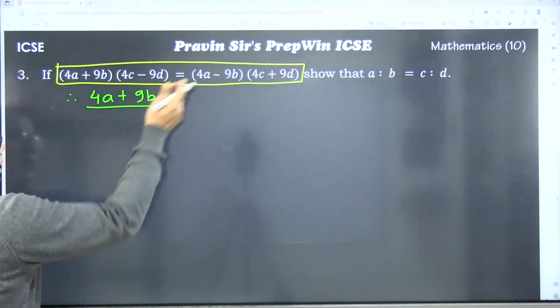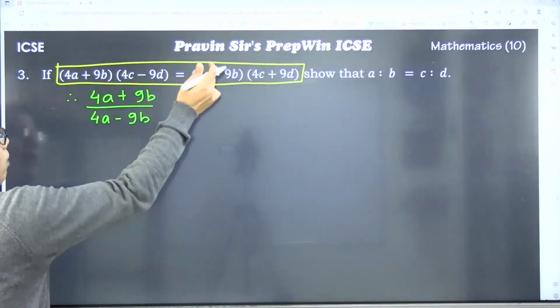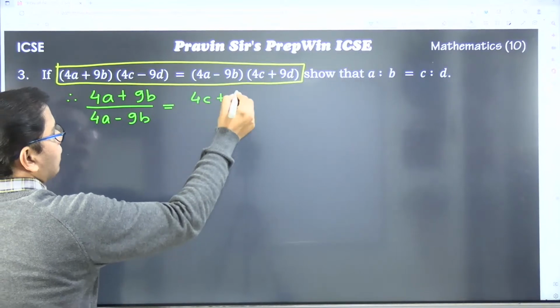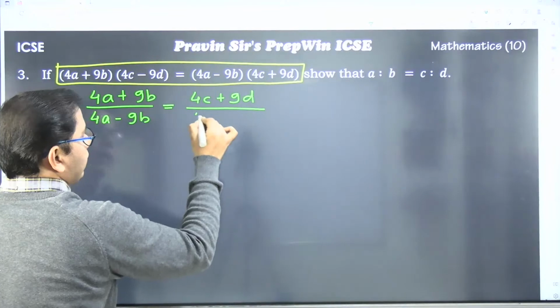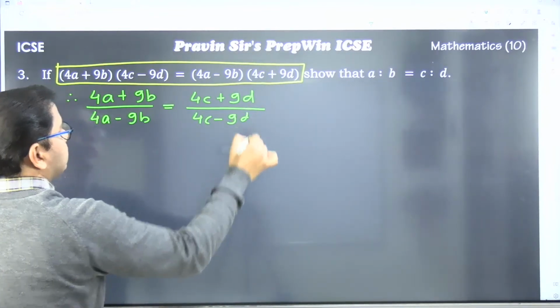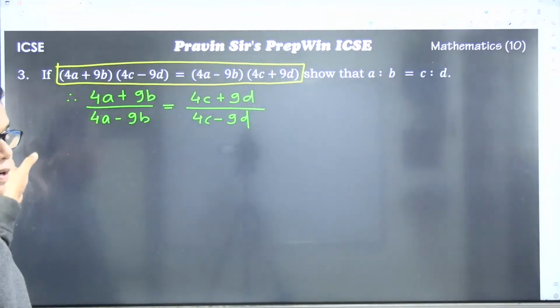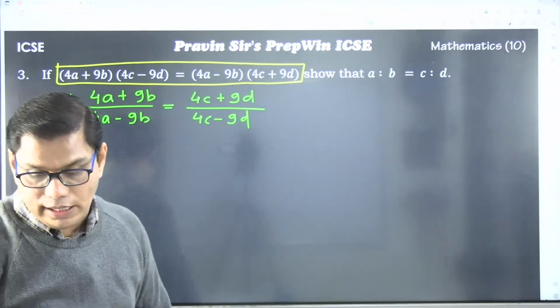By cross multiplication, this becomes (4a + 9b) upon (4a - 9b). So what is left here? (4c + 9d) by cross multiplication, (4c - 9d). Have you understood this step? I have just done cross multiplication, and I have tried to keep a and b on the left hand side and c and d on the right hand side.